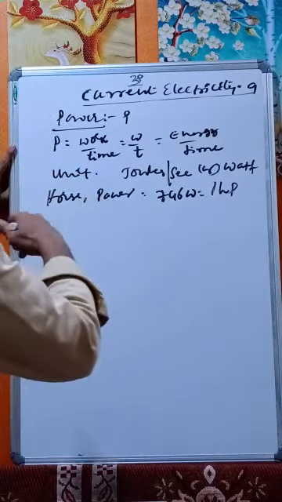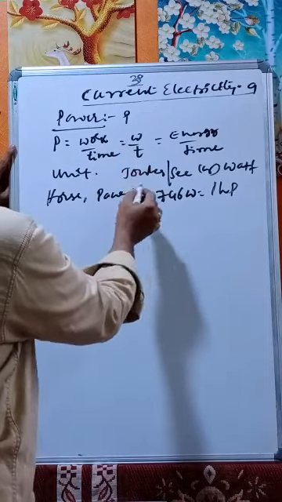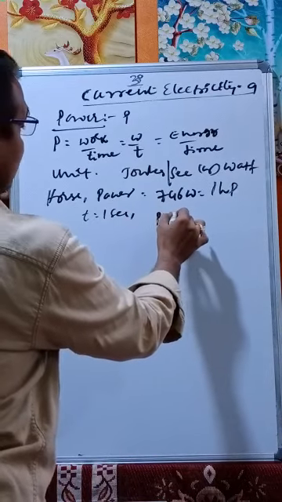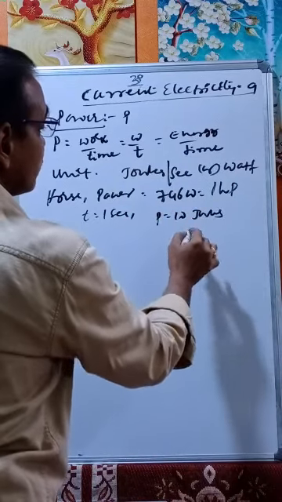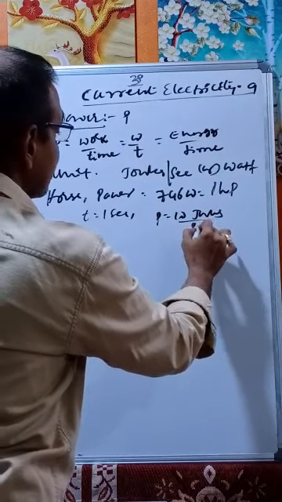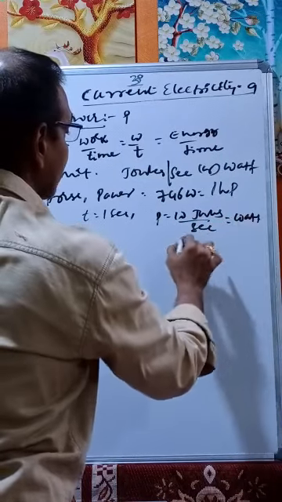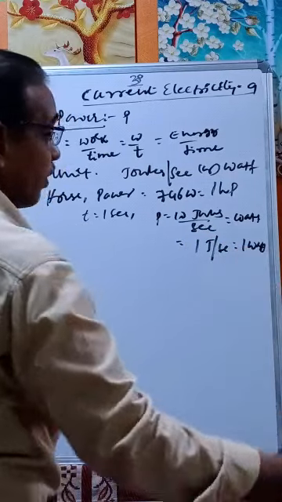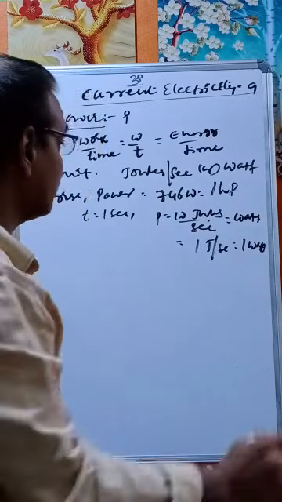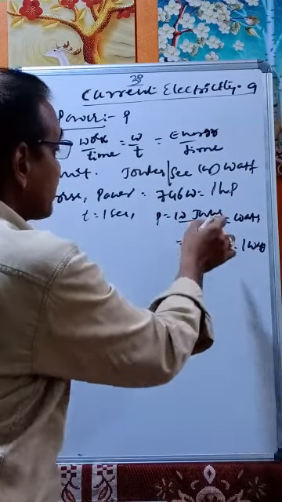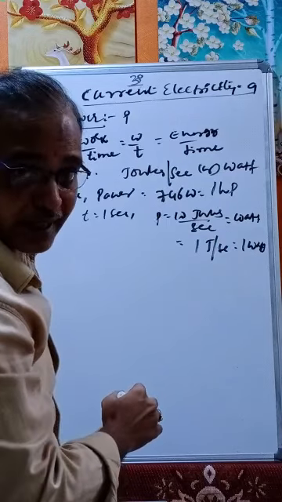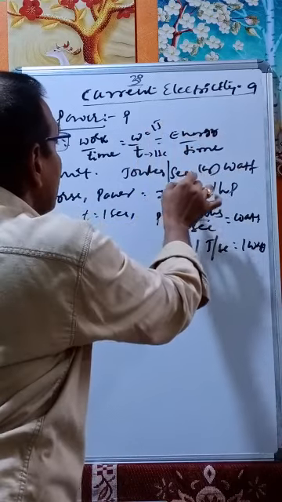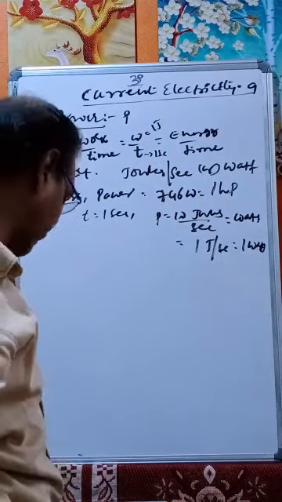Now, how do we define power? The work done in 1 second. If T is equal to 1 second, then P is equal to W joules by second. That is equal to 1 joule by second, which is equal to 1 watt. If the work done in 1 second is 1 joule, then the power is said to be 1 watt.